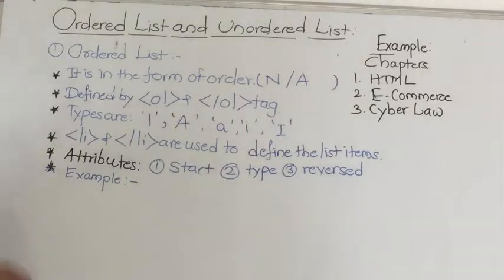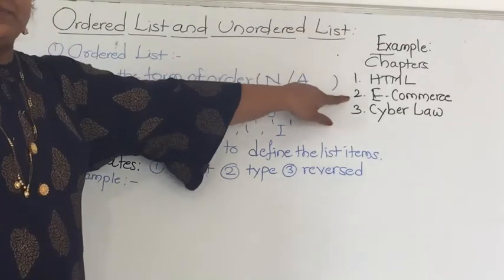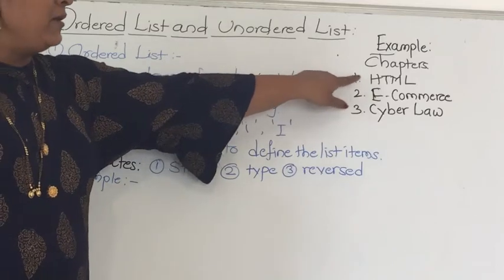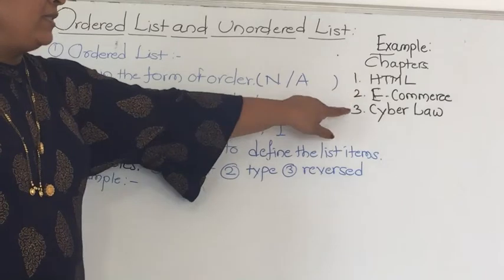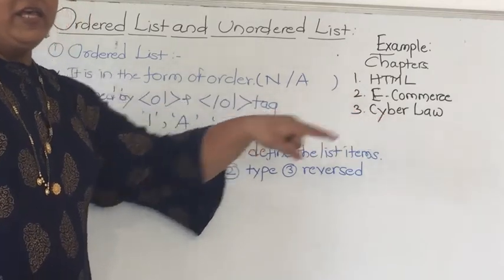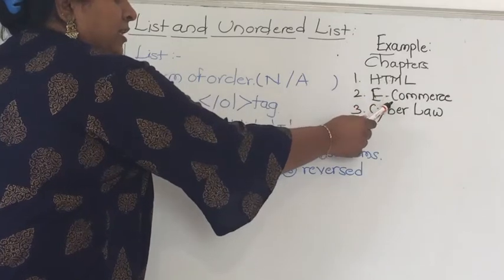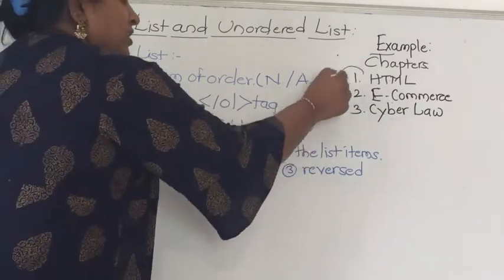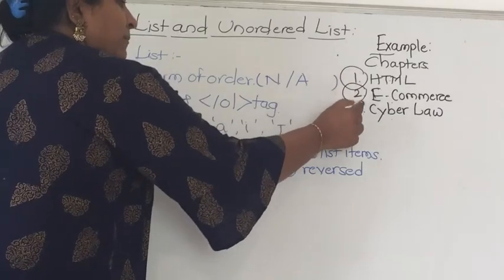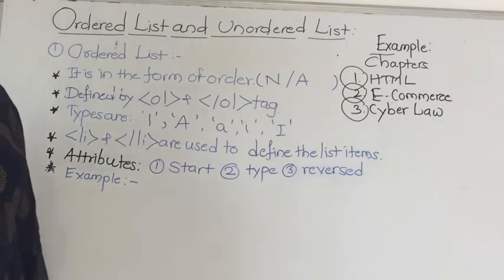In this example, Chapters is the heading where three chapter names are given: first chapter HTML, second chapter e-commerce, and third chapter cyber law. If you see, there is a list of names of the chapters, that is HTML, e-commerce and cyber law. Now this list is defined by the numbers 1, 2 and 3. So these are known as the list items.